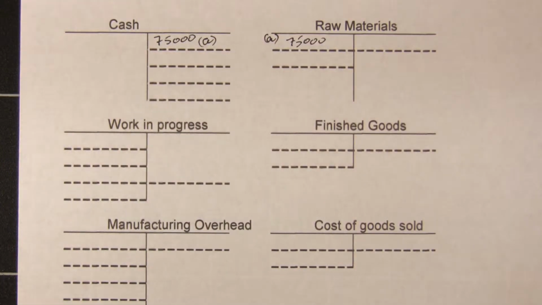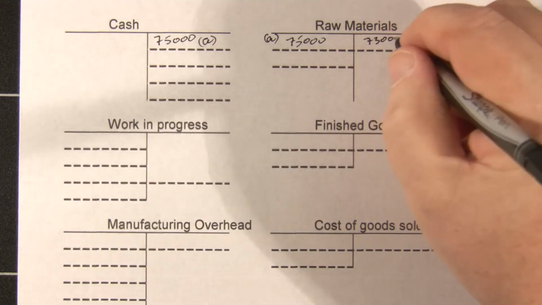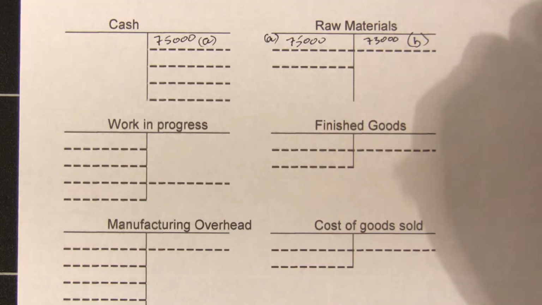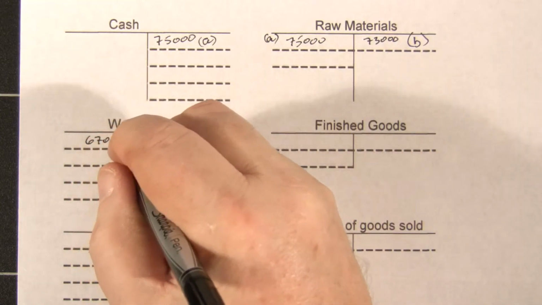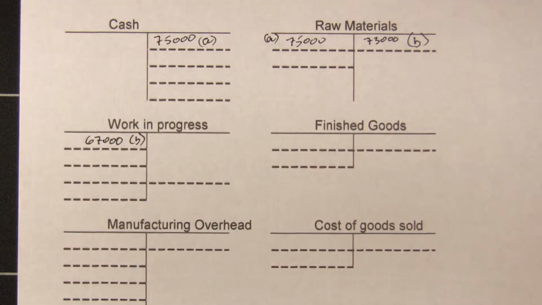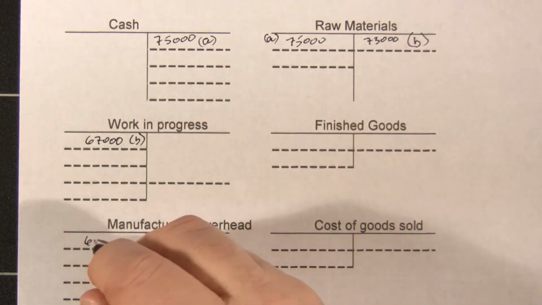The next thing it tells us is that $73,000 were requisitioned for use in production. 67 was for direct materials. Okay, so we're going to credit raw materials for $73,000. Of that $73,000, $67,000 goes to work in process. And the remaining $6,000, 67 from 73, goes to overhead.